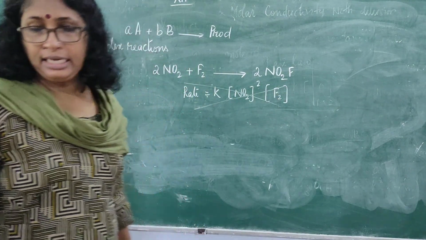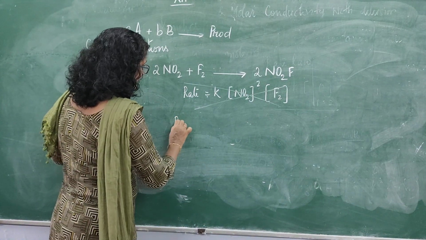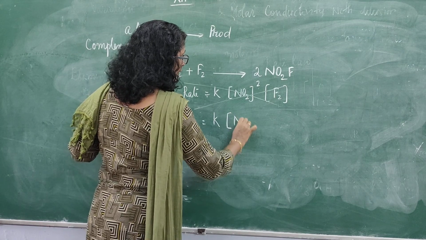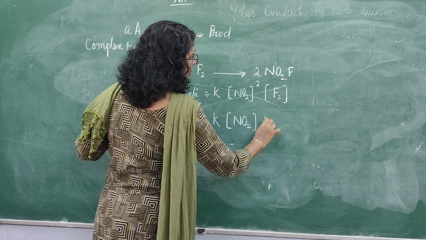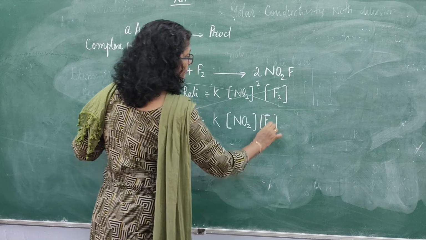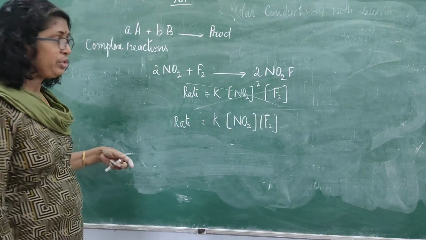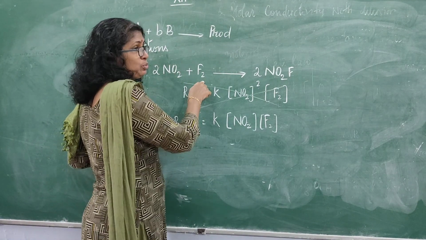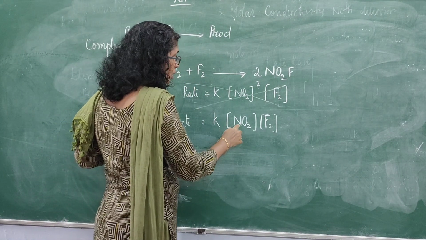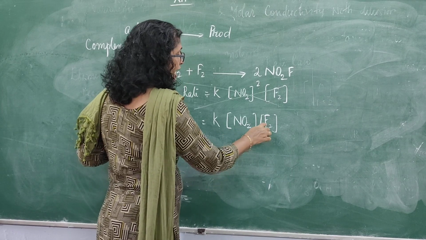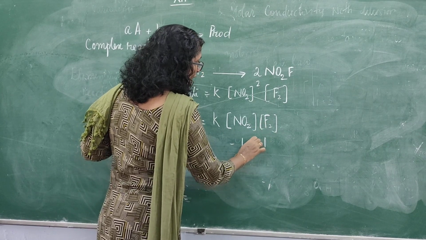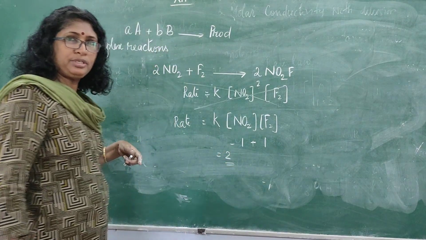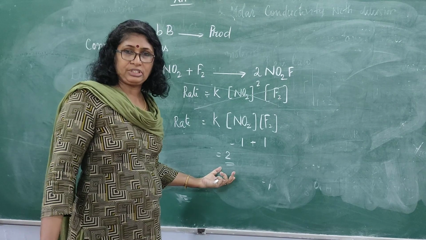It shows that the actual dependence is: rate, experimentally determined, is equal to K into the molar concentration of NO2 into the molar concentration of F2. So, molecularity is 2 plus 1. But here the order with respect to NO2 is 1, the order with respect to F2 is 1, and the overall order of the reaction is equal to 2. Understood? So, this is a second order reaction.